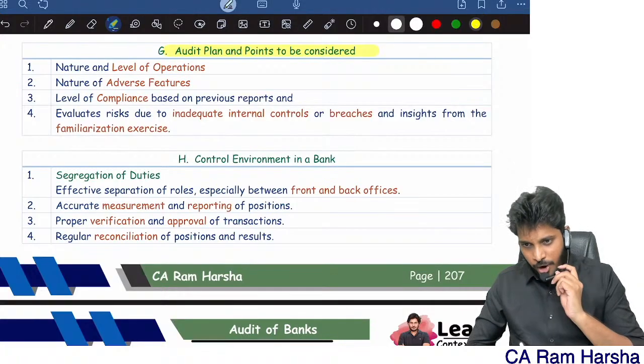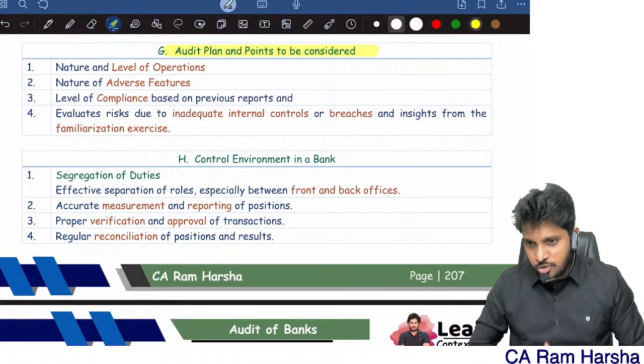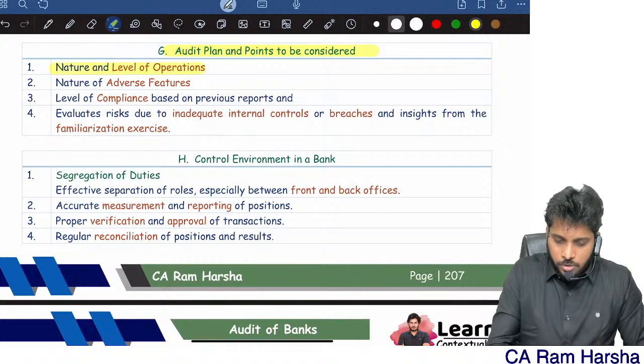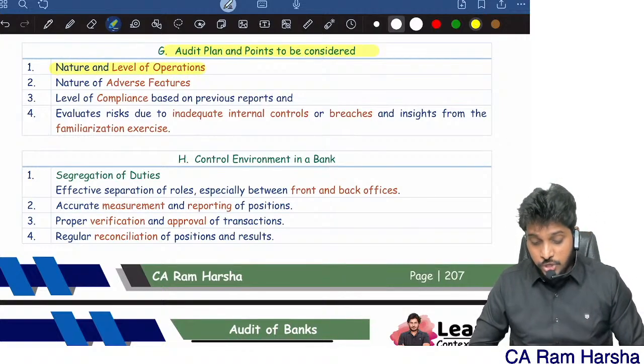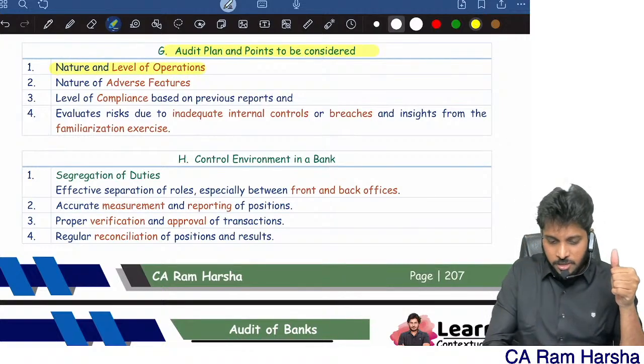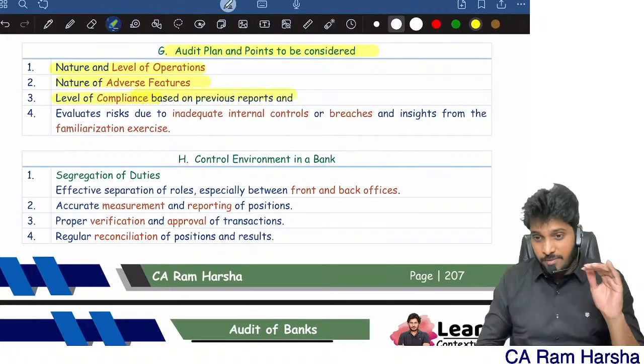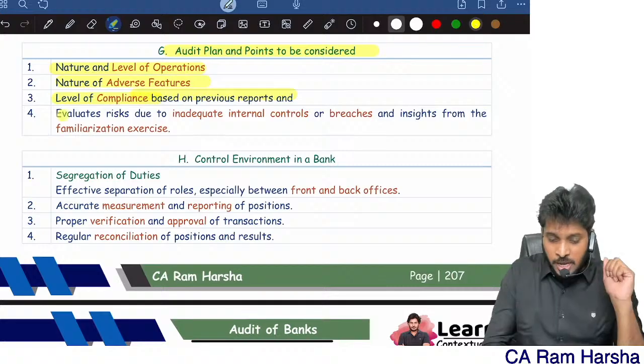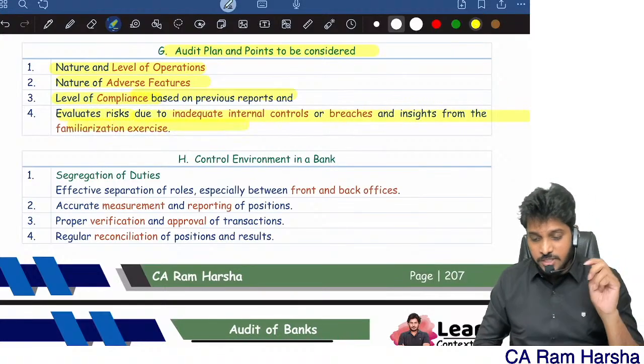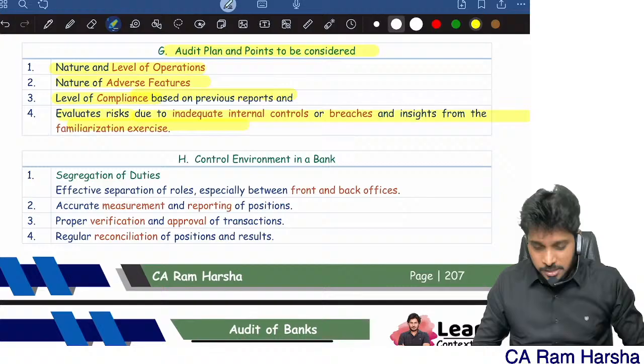Audit plan and points to be considered. What are the points to be considered in a bank? When you're developing an audit plan in a bank, you should consider the nature and level of operation. You should consider what the adverse features are. You should also compare the level of compliance based on previous reports. Evaluate risks identified due to IFC and breaches and all that. So this is a very basic point.